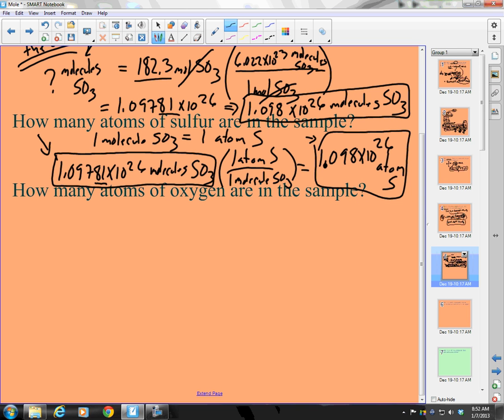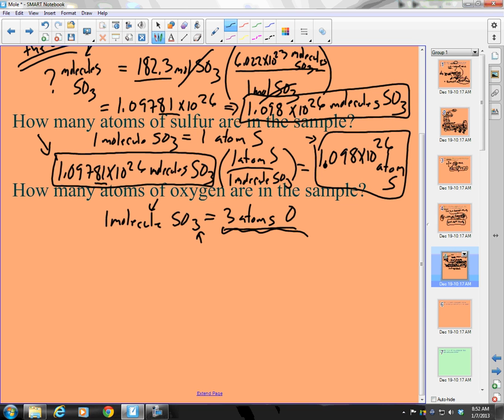Okay, here we go. How many atoms of oxygen are in the sample? Well, I have 1 molecule of sulfur trioxide. And when I look at that, I can see how many atoms. Well, I have what? Three atoms of, not sulfur, oxygen. There are three atoms of oxygen in every one molecule of SO3.